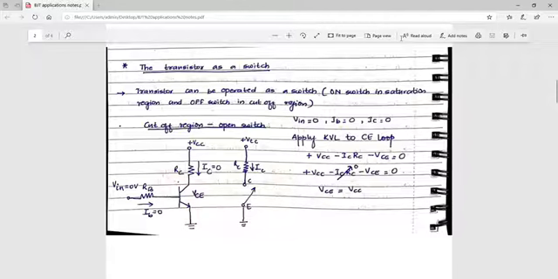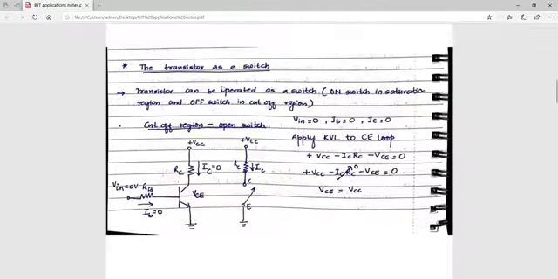So today we will see how a transistor can be used as a switch. Now we know that the transistor can be operated as a switch. That is, it can operate as an on switch when it is operating in the saturation region, and it behaves as an off switch when it is operating in the cutoff region. Now a quick summary of what is saturation region and cutoff region.